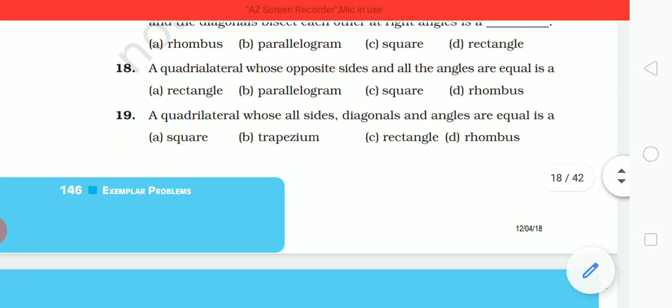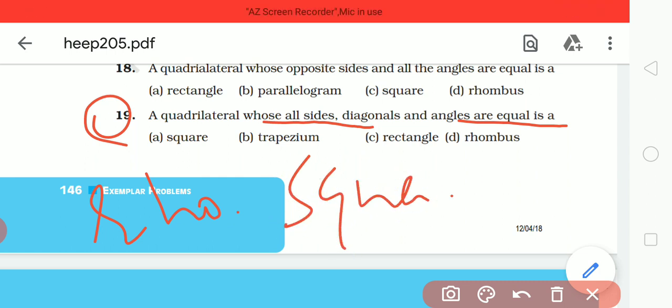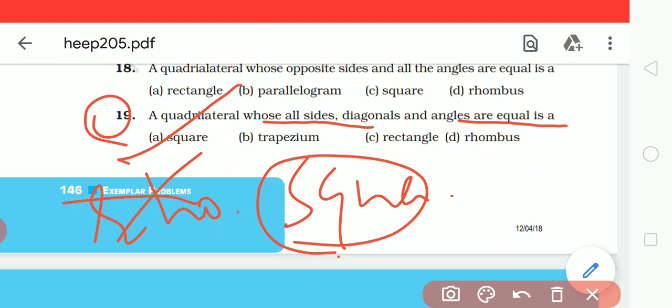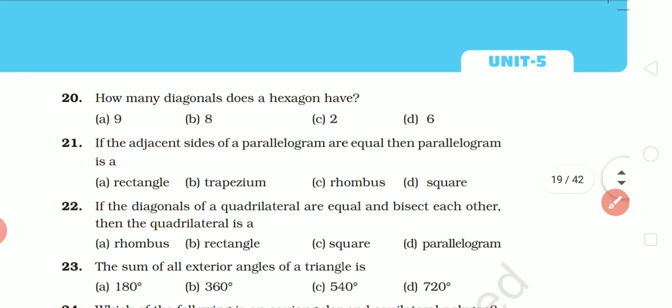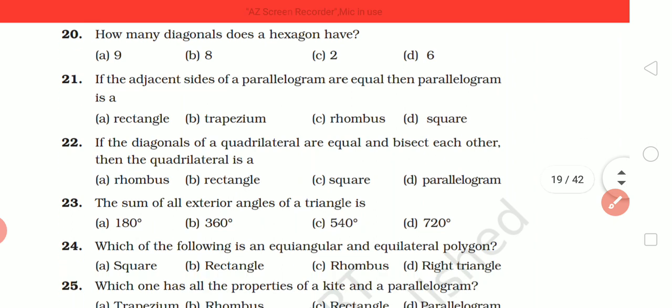Next is question number 19. A quadrilateral whose all the sides, diagonals and angles are equal is: all sides are equal in a rhombus and a square. Two possibilities, rhombus and square, right? And diagonals are equal, so a rhombus has unequal diagonals, so the only possibility is a square. Come to question number 20. How many diagonals can a hexagon have? A hexagon has 9 diagonals, right?